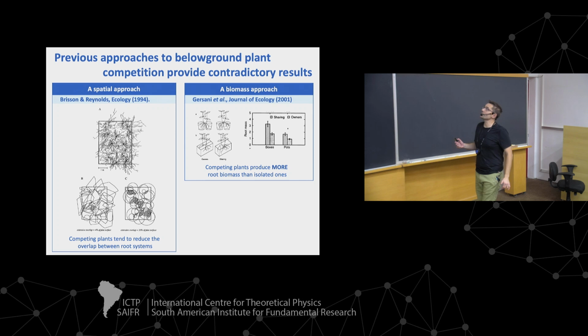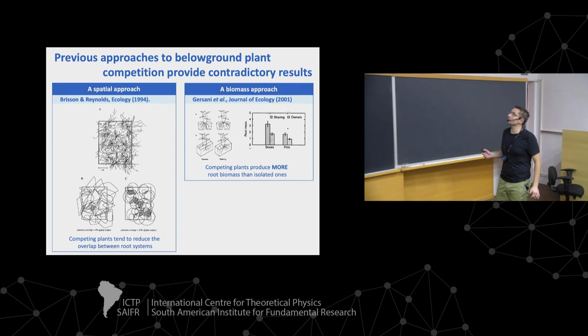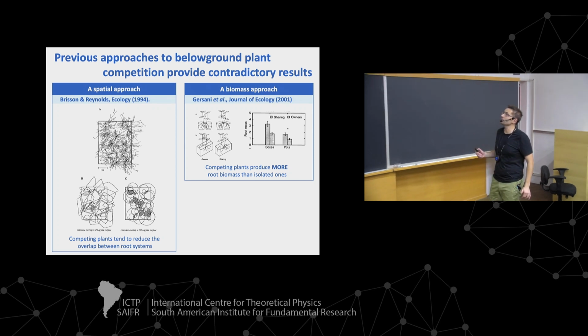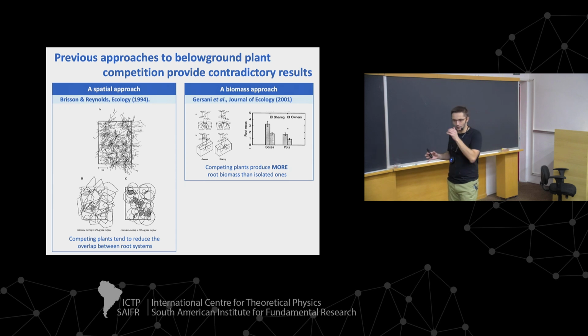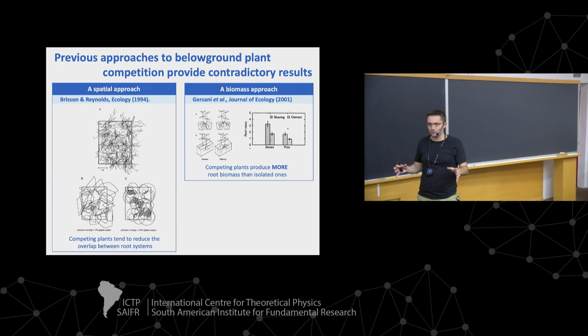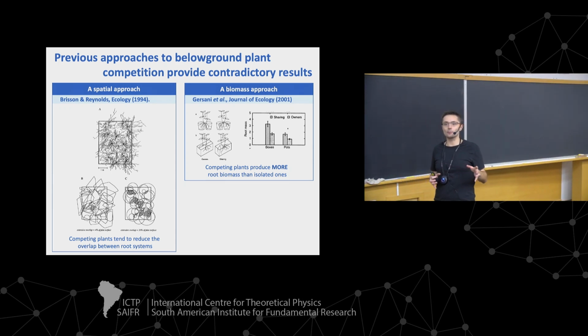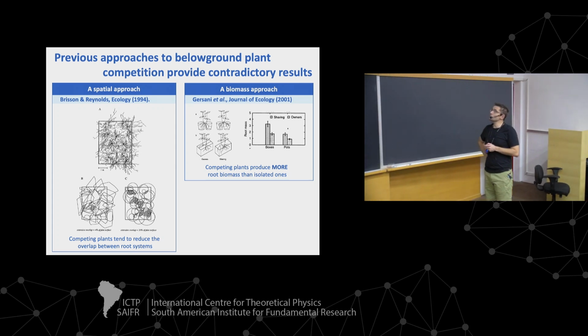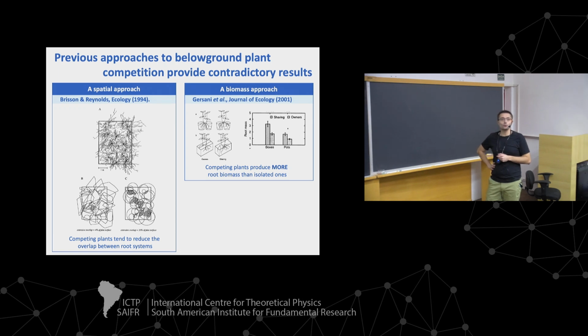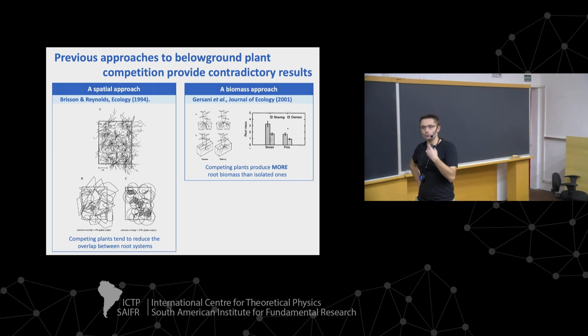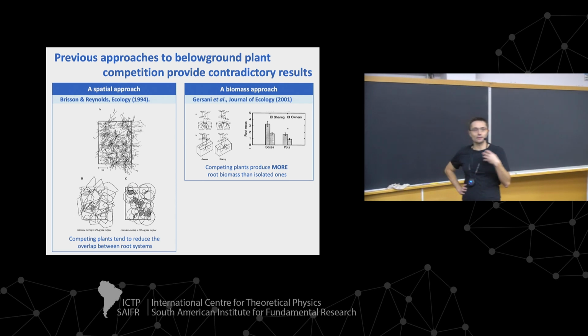Anyway, what you see now on the screen is an experiment from 2001, where people did this very interesting thing of growing plants alone in pots or sharing pots with a neighbor. And then they measured the amount of root that they produced. What they found is that plants, when they grow in interaction, produce more roots than when they grow alone. So basically, they tend to overproduce roots just because of the competition with their neighbors.